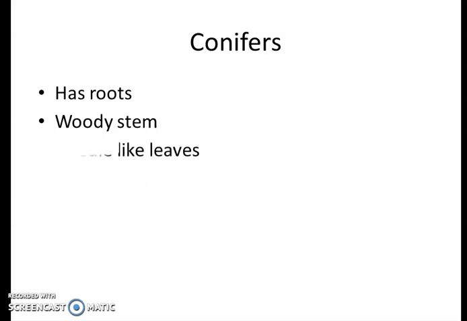The second group are conifers. They have roots. Their stem is woody. This is the group whose stems are visible, very clear, and strong enough. They are woody. When we say their stems are woody, it means they will be large in size and have sufficient wood in them. And they have needle-like leaves. Their leaves are just like the needle shape.